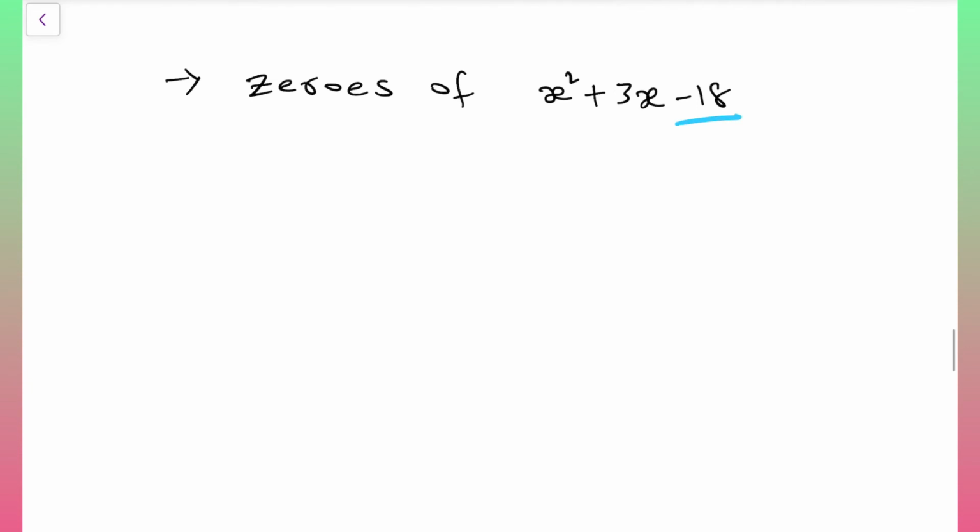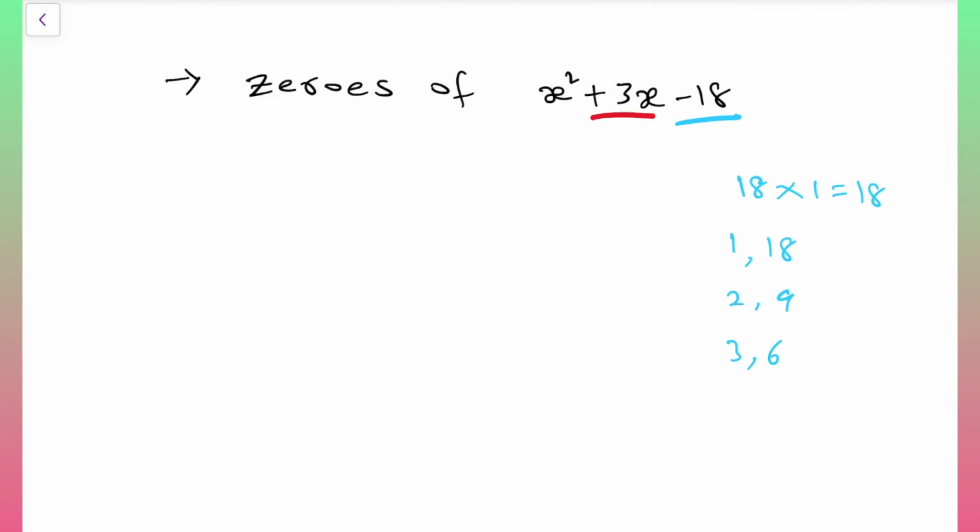Next, zeros of x square plus 3x minus 18. As usual, the constant is 18. We need to multiply it with the x square coefficient, that is 1, so 18 ones are 18. 18 will come in one table: 1 18 is 18, 2 9s are 18, 3 6s are 18.